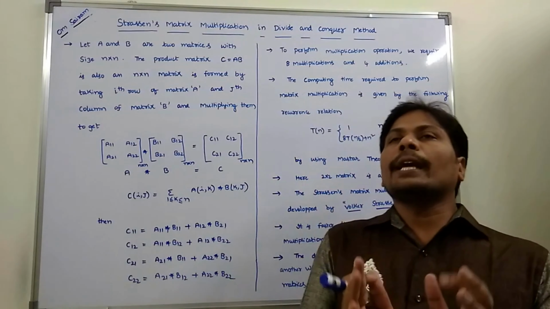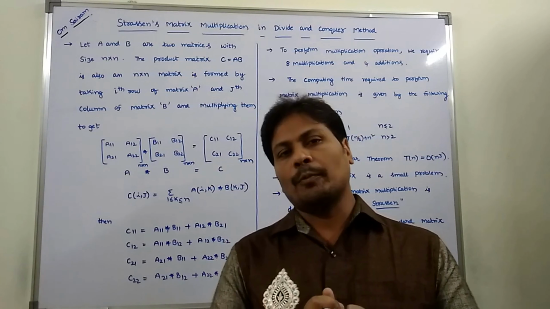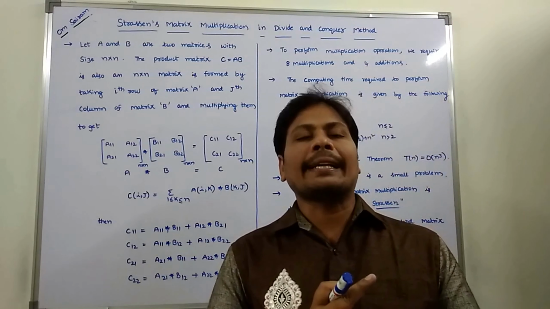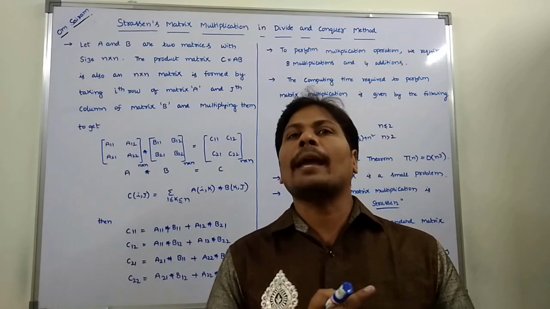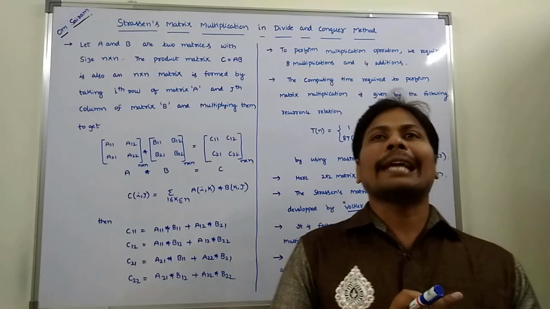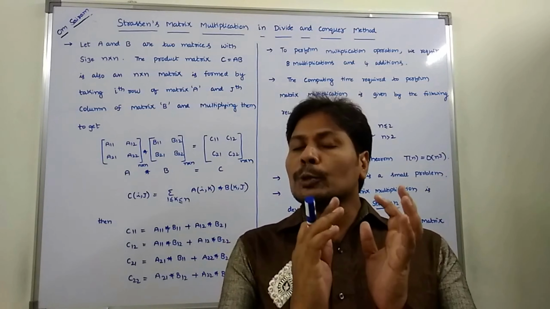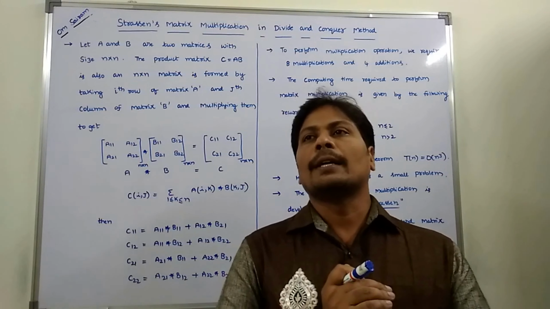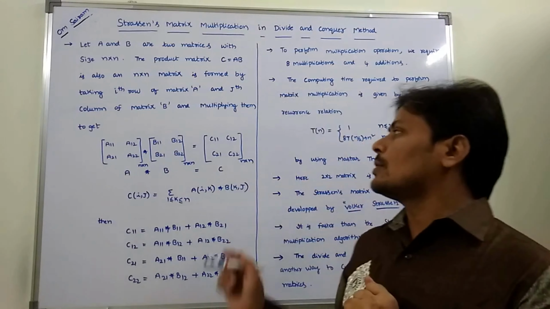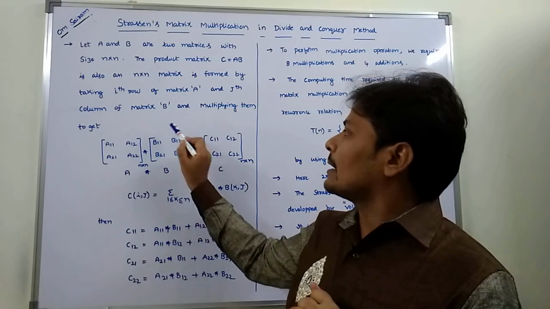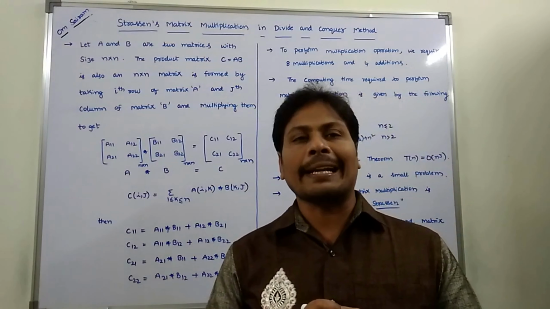Okay. So before going to Strassen's matrix multiplication, first, how to multiply two matrices. Let us take two matrices A and B with the size n by n. Now we have to multiply these two matrices, then we can get the resultant matrix C with the size n by n. How to multiply these two matrices? We take the ith row of matrix A and multiply it with the jth column of matrix B. In this way we perform the matrix multiplication.